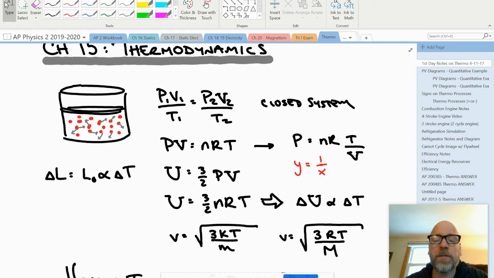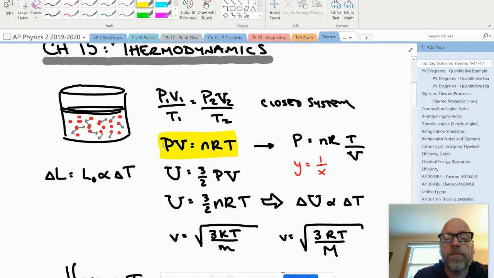Now here's the funny thing about the ideal gas law. Take a look at it, pervnert. I don't know if you should say that to your professor next year, but that's what I call it, pervnert. It's probably not appropriate.